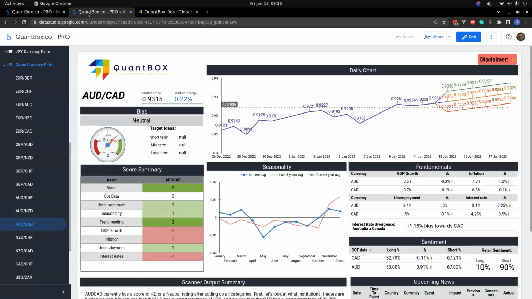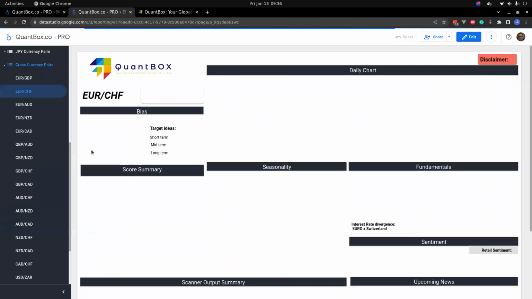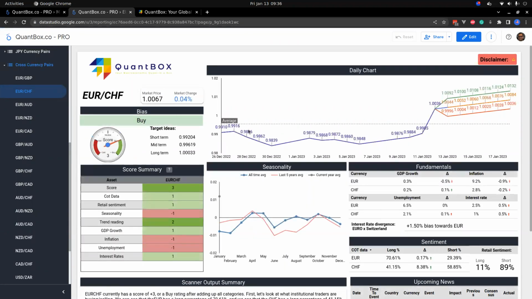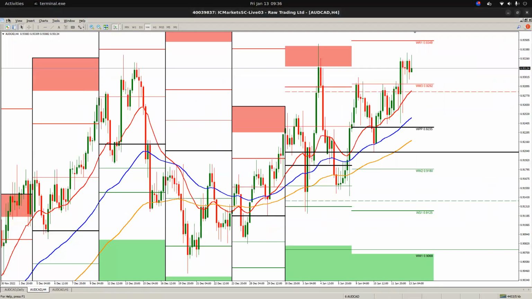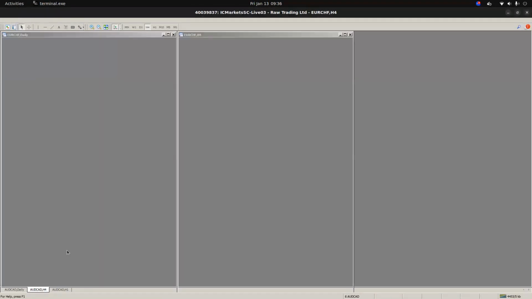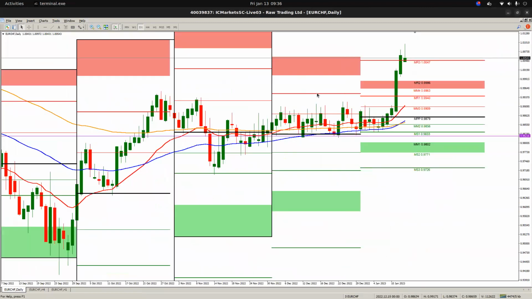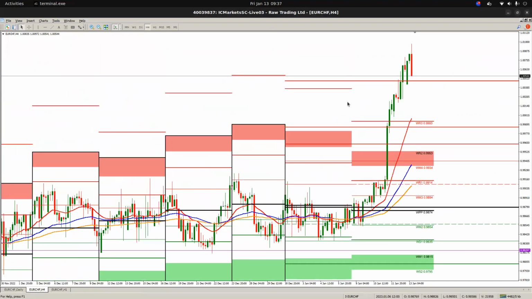Then Euro Swissy, the last one of the bullish pairs that I'll do. Here we go over here. Bias is bullish. Okay. Can I continue my Euro Swissy trade? Let's see. Euro Swissy daily. Wow. Very, very high above monthly targets. Not very keen on buying up there. So very, very high above monthly targets.